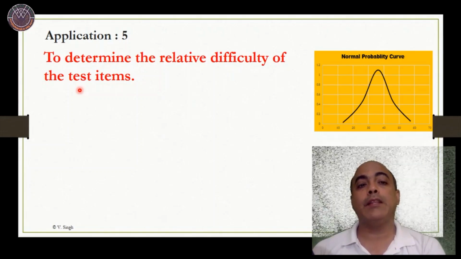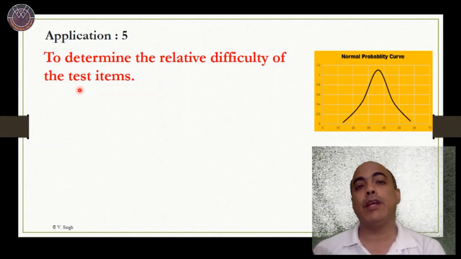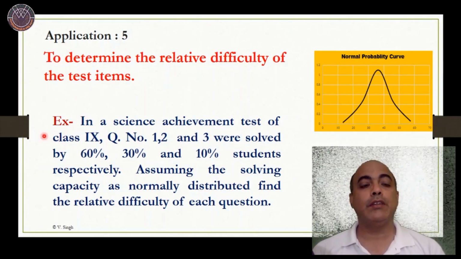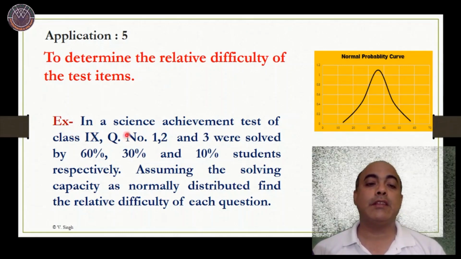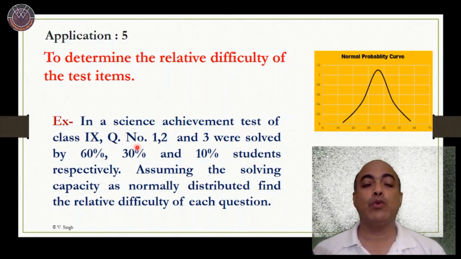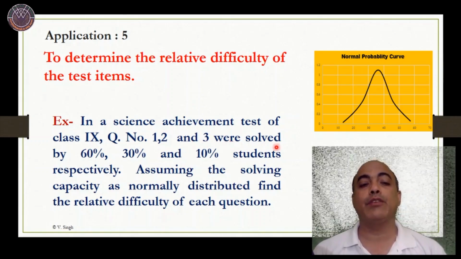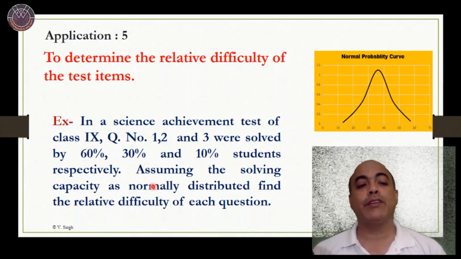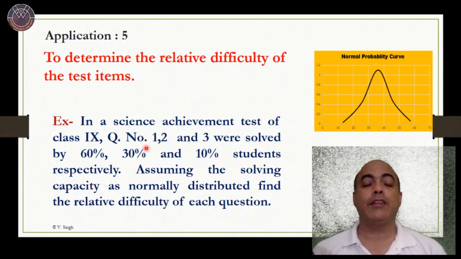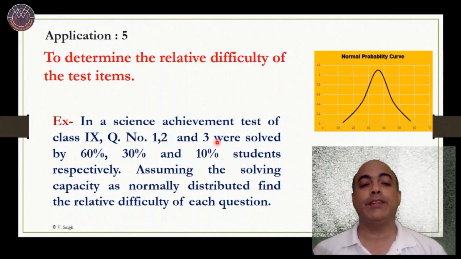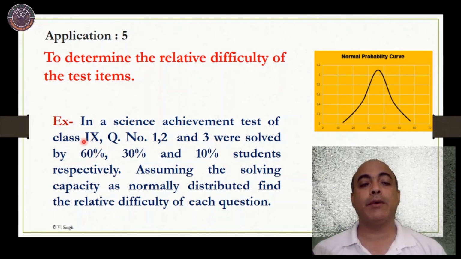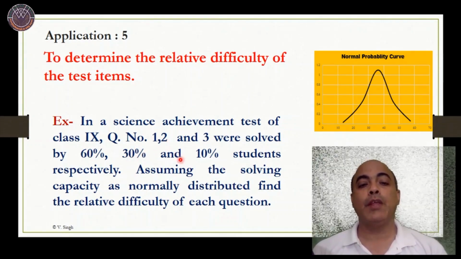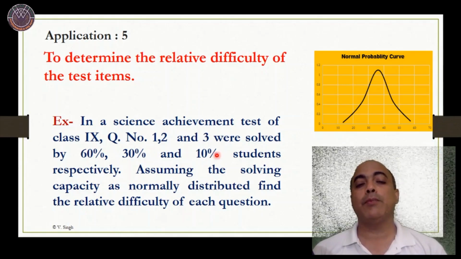To understand this particular application, we have to take a question from real life situation. So let us take a question. This is our question. The question is, in a science achievement test of class 9, question number 1, 2 and 3 were solved by 60%, 30% and 10% students respectively. So these are the test items, question number 1, 2 and 3. And they were solved by 60% of the students, then 30% of the students solved question number 2, and 10% of the students solved question number 3.